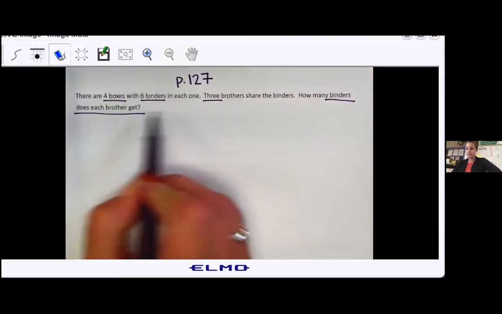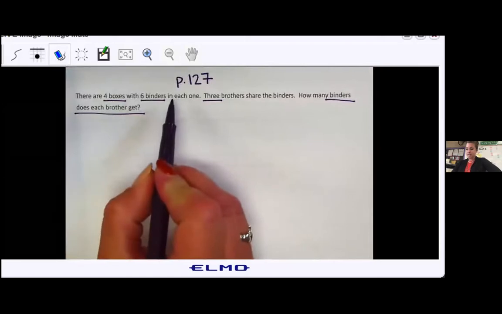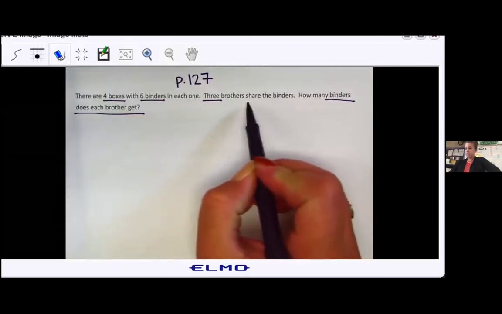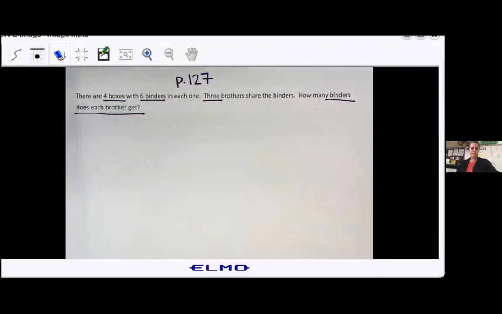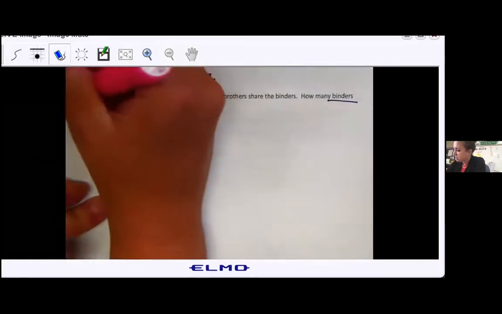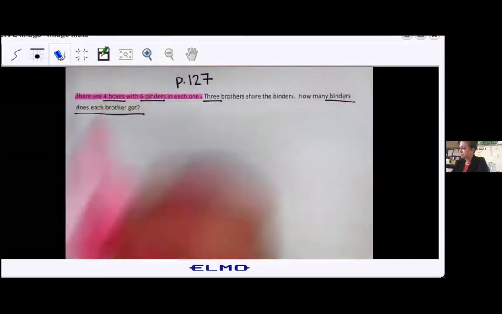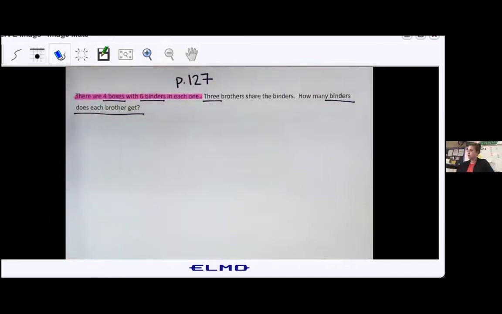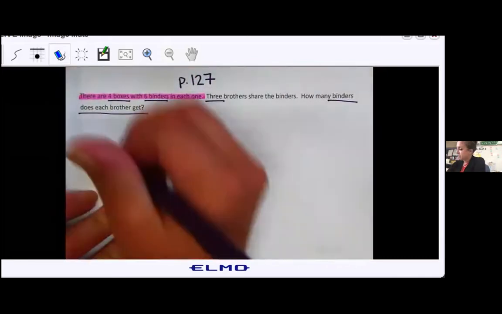How many binders are there? Then share those binders. Go ahead, pause the video here, and then I'll go over the answer when you're done. All right, hopefully you tried it on your own. I notice in the first sentence, I've got 2 numbers, so I'm going to do that first. There are 4 boxes with 6 binders in each one.